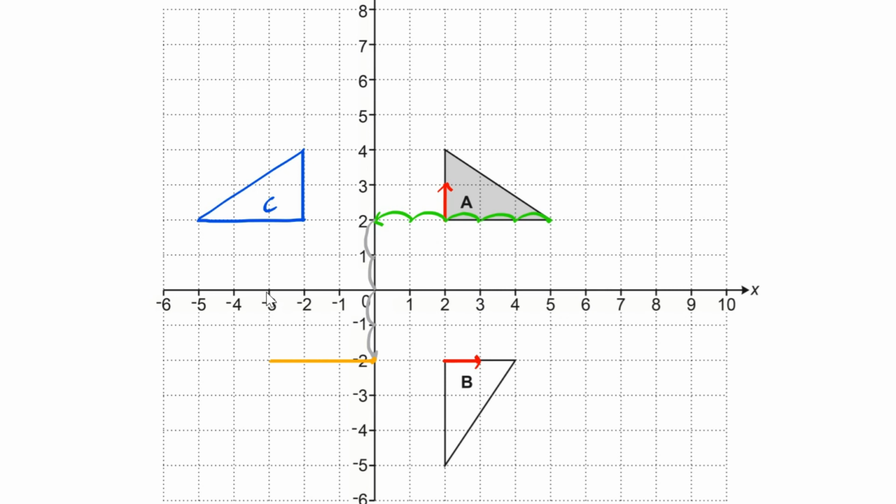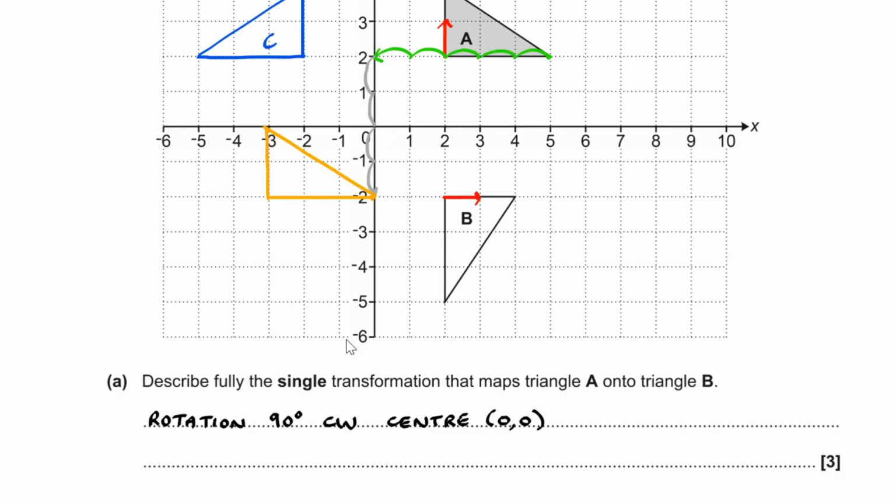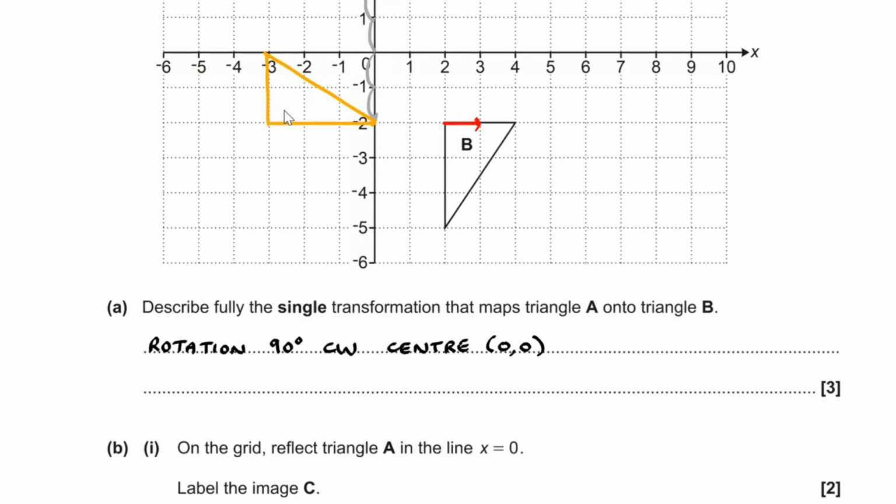And then if we finish off the shape, we have something looking like this. So here we have the shape D.